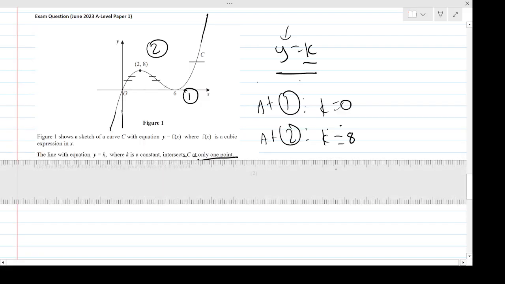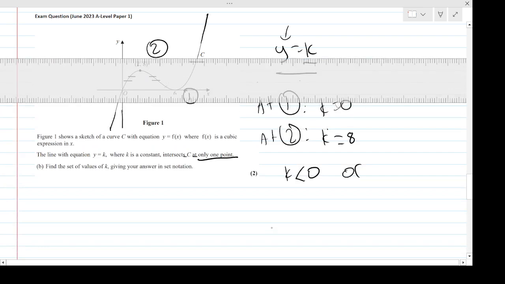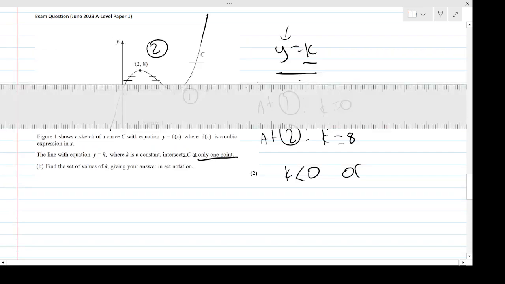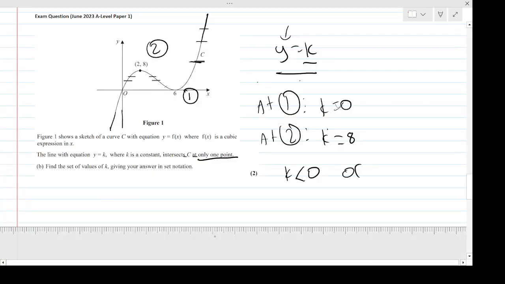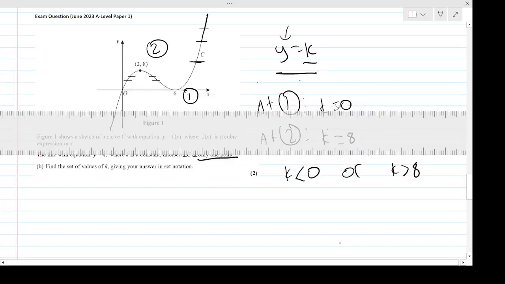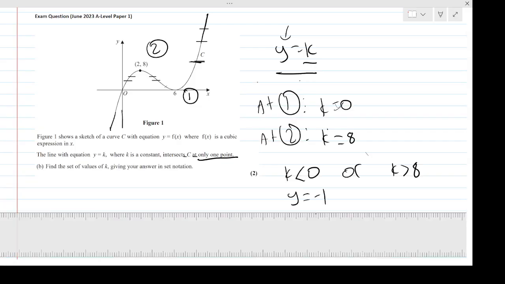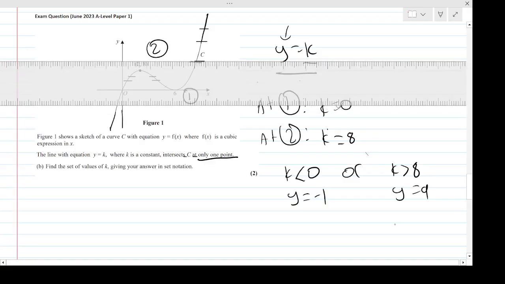So, therefore, the values of k when this line y is k intersects the curve once only are going to be, first, less than 0, or alternatively, bigger than 8, because then that's when it has one intersection at this point here, on this side of the curve as well. So those are the two ranges for k. That means that when we plot y is k, when k is like -1, for instance, or when y is like 9, if we plotted those two lines, then each would only have one intersection with the curve.